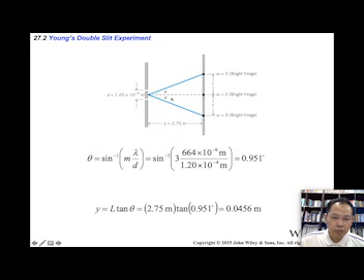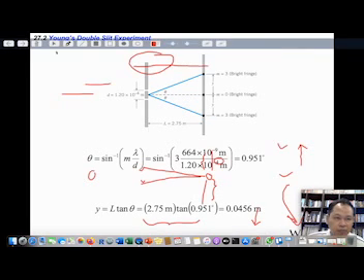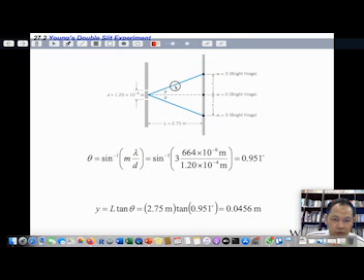You can start by finding theta from the formula, because this is the bright fringe: sine theta equals m lambda over d. This is the third bright, so m is 3, and you can find lambda from the problem, and d like this. So you can find theta is this one.